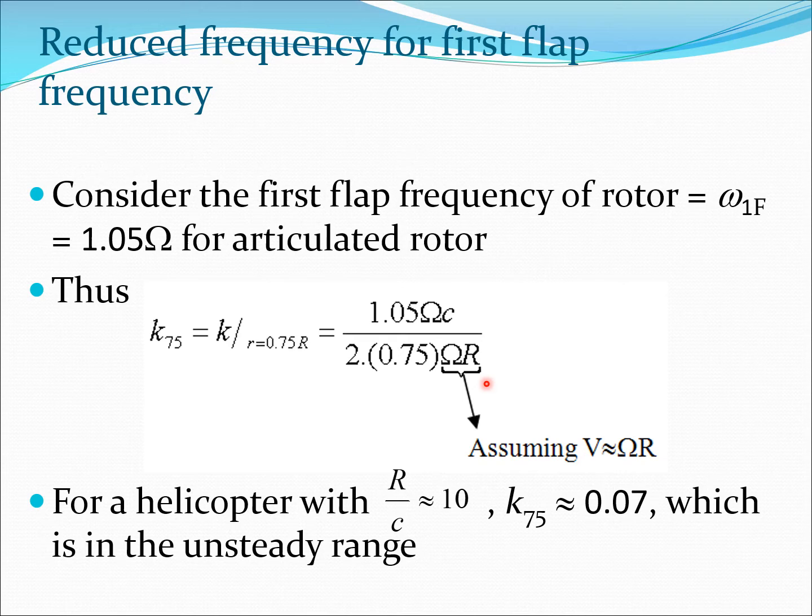Now here this would be perfectly correct if our condition is present, so we can certainly assume this. And then in the frequency part we have 1.05 times omega, and then we have c by 2. Now for a helicopter, R by c, let's say it's about 10, and in that case we get K75 is 0.07, which is in the unsteady range. Remember that more than 0.05 is unsteady, so we can say for the first flap frequency it's slightly in the unsteady range.